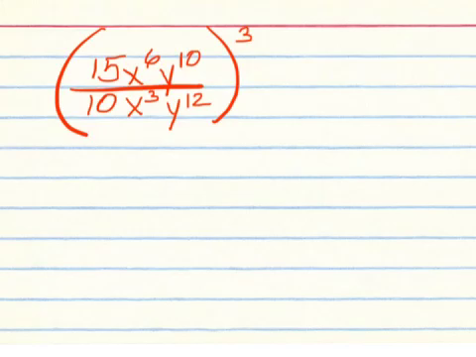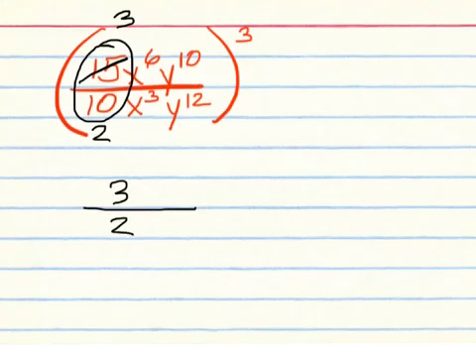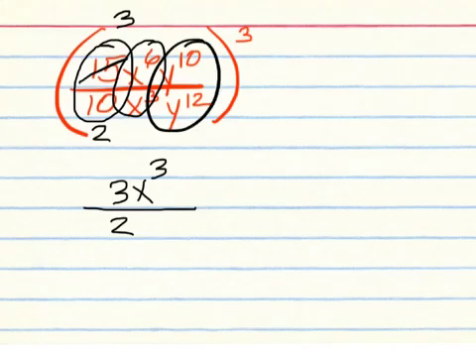The solution for the practice. Simplify 15 over 10 first. 5 is the highest number that goes into both. Into 15 3 times, into 10 twice. So you start out with a 3 over 2. Go to your x's. Largest one is on the top. 6 minus 3 is 3. And for the y's, you have the largest one on the bottom. 12 minus 10 is 2.